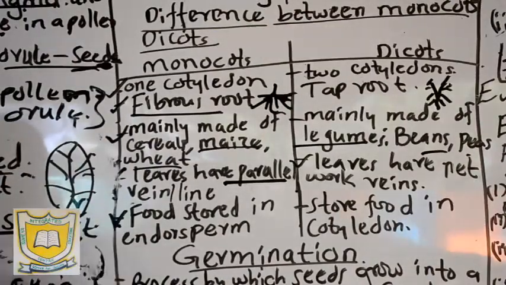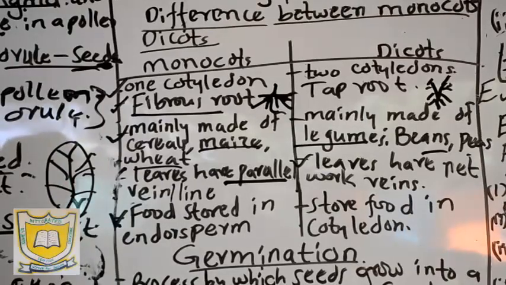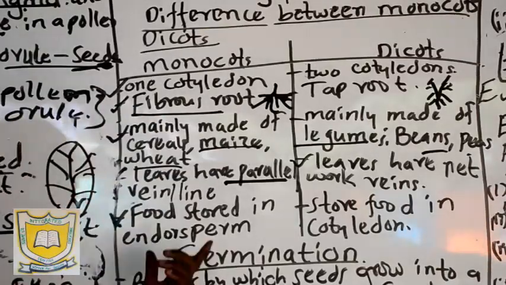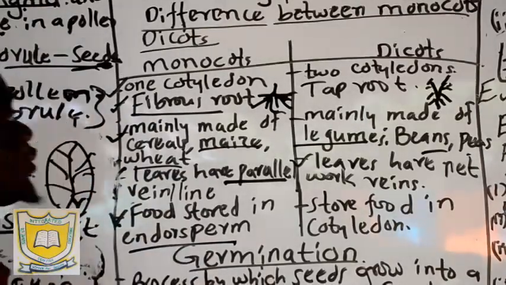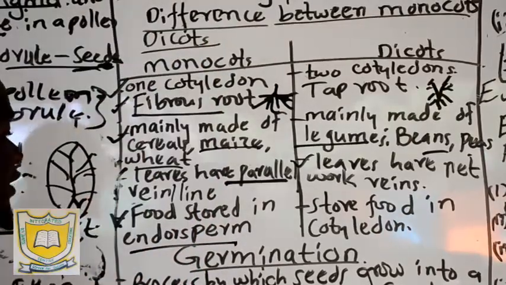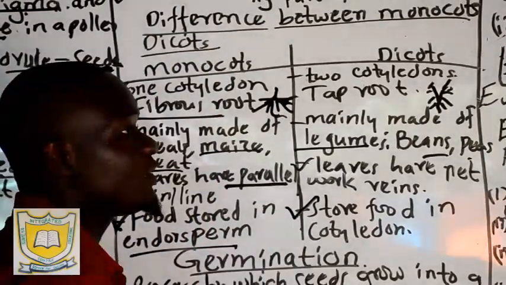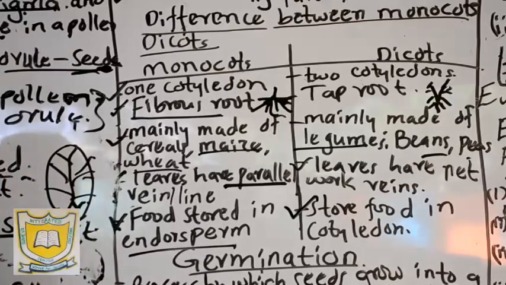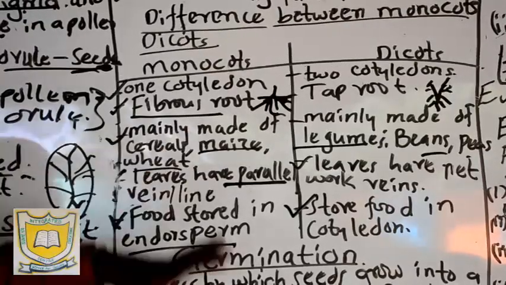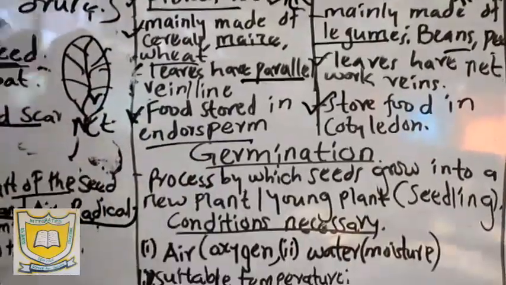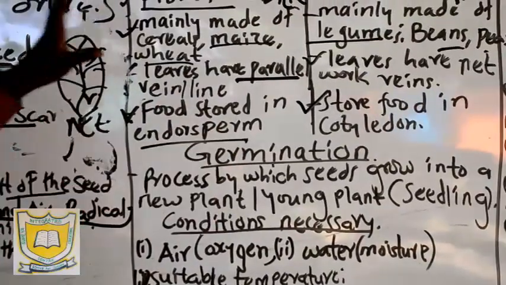When we move to the fifth difference, in monocots, food is stored in the endosperm, we have discussed it, while in dicots, food is stored in the cotyledons, we have discussed it. Now directly, we move to another subtopic, which is the germination of these seeds.